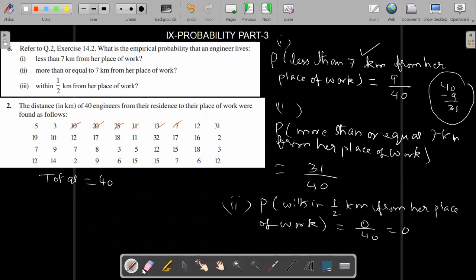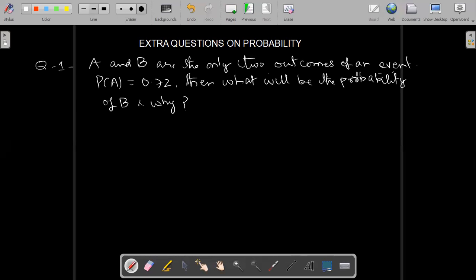Okay, got it. As it has only two outcomes, the sum of probabilities is 1, exactly. So that is the reason for this one. We can say that probability of A plus probability of B is equal to 1. So probability of B will be equal to 1 minus probability of A.